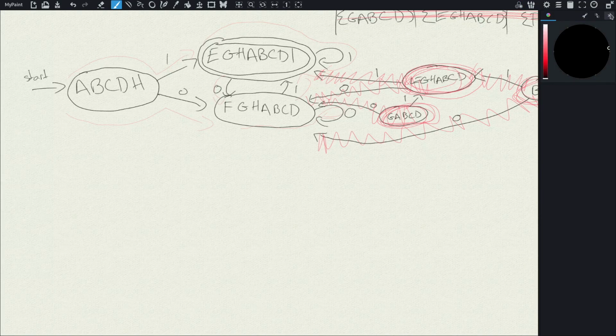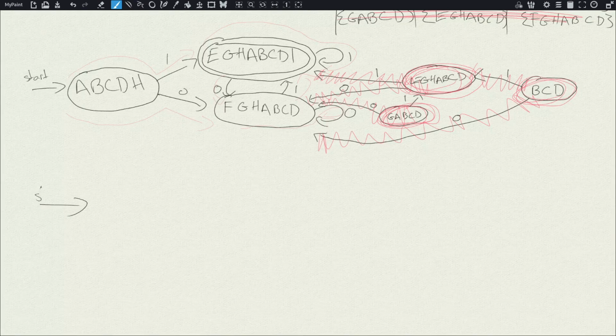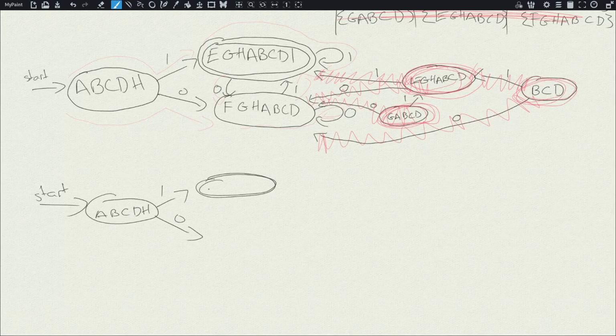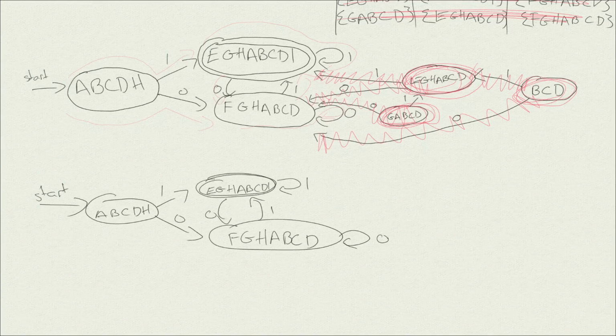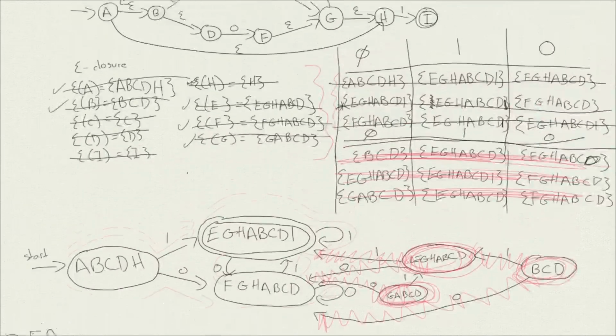And what I'm going to do is say start node, A, B, C, D, H with 1, with 0, E, G, H, A, B, C, D, I to itself with 1, with 0, with 1, F, G, H, A, B, C, D with 0. This is our DFA. The DFA equivalent of our NFA from above.